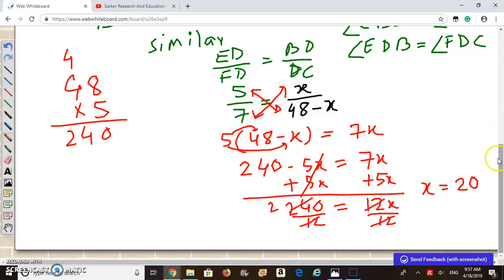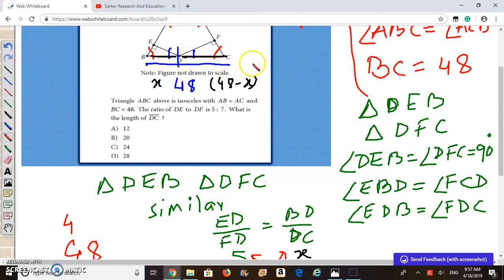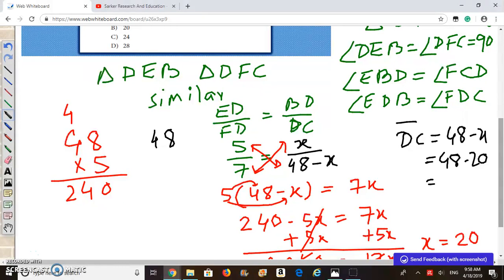What do we need to find out? X is the length of BD, right? We will have to find the length of DC. DC is 48 minus X. So DC, which is 48 minus X, is nothing but 48 minus 20. So what is 48 minus 20? Let me show you, because you cannot use a calculator here. I am subtracting. That is 28. So this is our answer. The length of DC is 28.